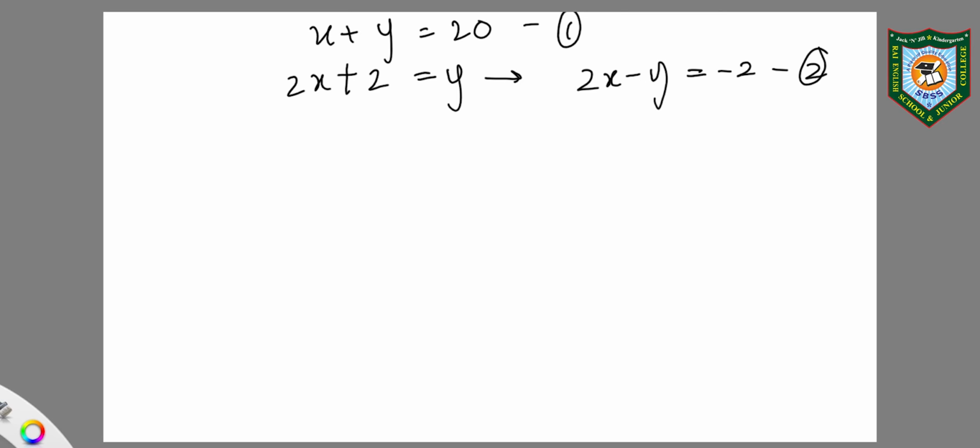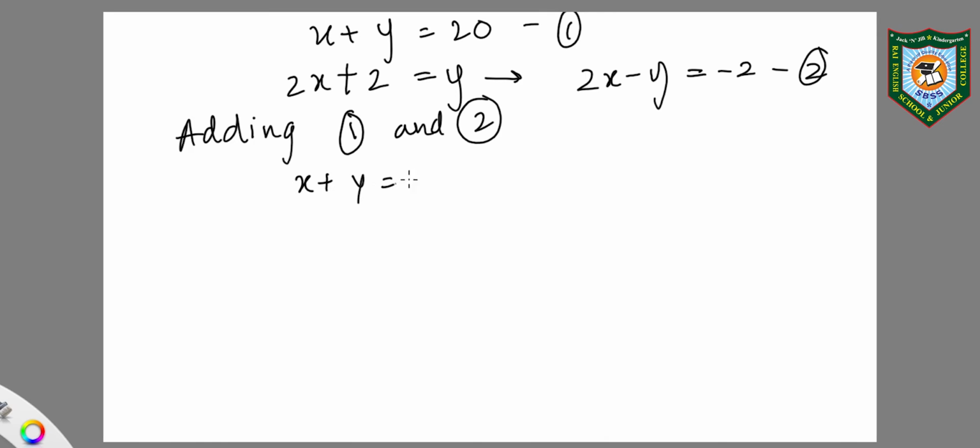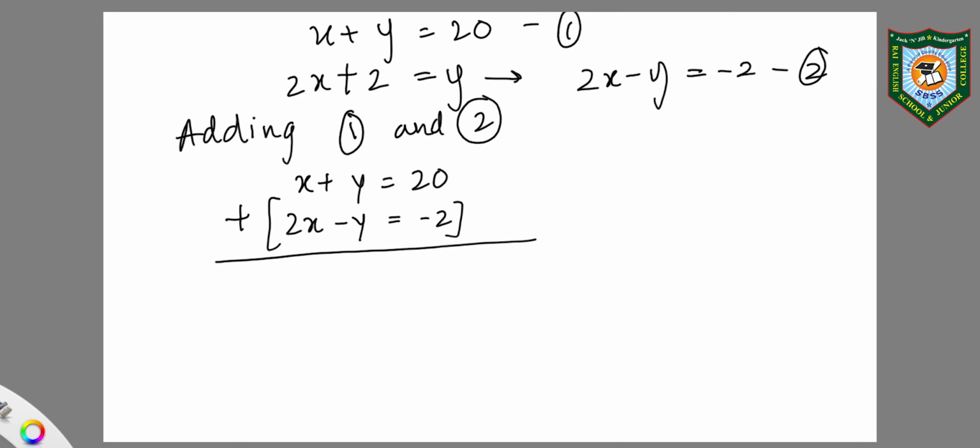So as I can see, I have plus y in the first equation, minus y in the second equation. All I have to do is add both the equations. Adding 1 and 2, that gives me x plus y is equal to 20 plus 2x minus y is equal to minus 2. Now as there is a plus sign, no sign changes inside, so here I have 3x plus 0 is equal to 18. That means x is equal to 6.